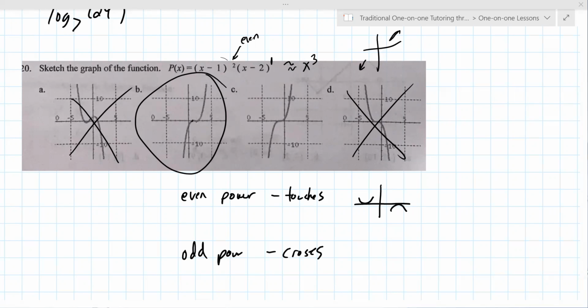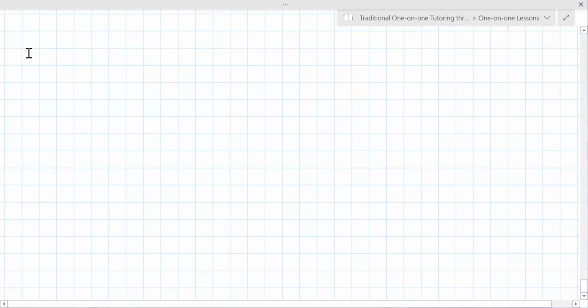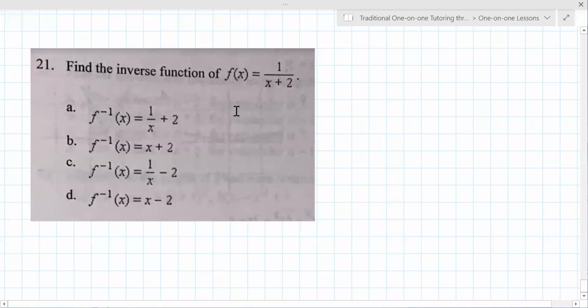Okay, 21 here. Find the inverse. 22 is solve the system. Find the inverse function of f of x equals 1 over x plus 2.